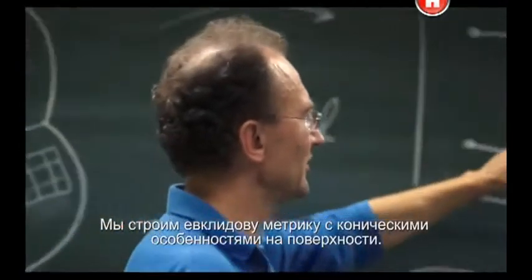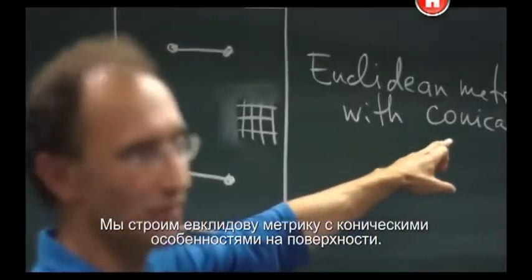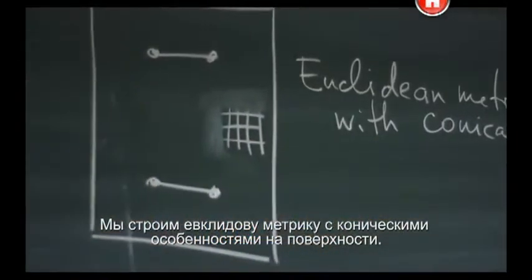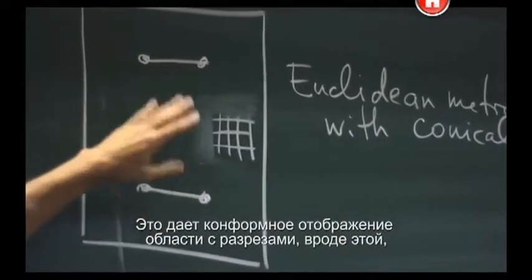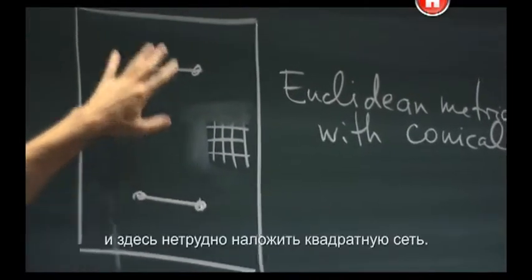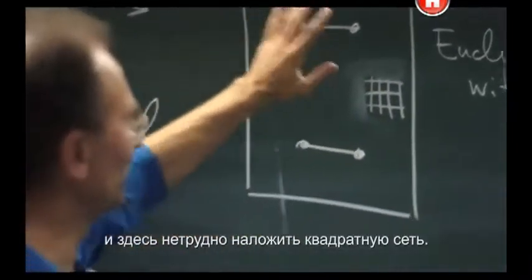So we are constructing a Euclidean metric with conical singularities on the surface. This gives us a conformal map to a planar domain with cuts, which looks like this. And then it's an easy problem to put the square grid here.